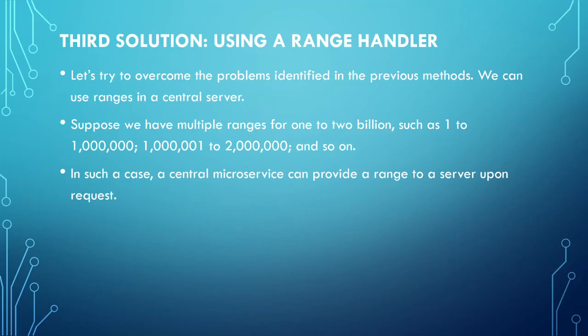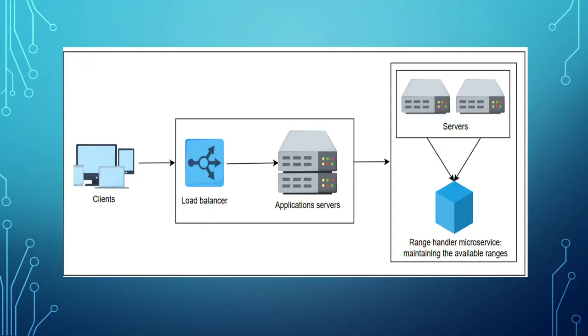The third solution is a range handler. To overcome the previous 2 problems, we can go for a range server. So we have multiple ranges for billions. Consider 1 to a million, and a million to 2 million, and so on. There should be a central microservice handling these ranges. Providing these ranges to the servers will help us avoid the problems.